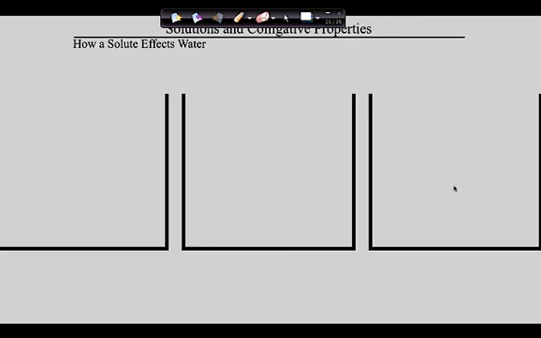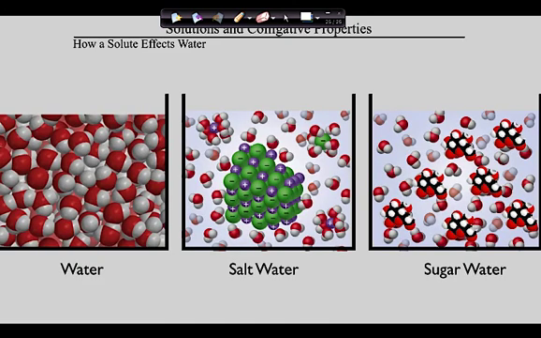The last thing that we need to talk about is how polarity affects solubility, whether or not something will dissolve, and also how it affects the boiling and freezing points of solutions. So let's talk about this first. When we look at water, we're looking at our beaker on the left. And when we look at water, we remember that water molecules are all attracted to each other through intermolecular forces. And these intermolecular forces have to be broken again to get a substance to boil.